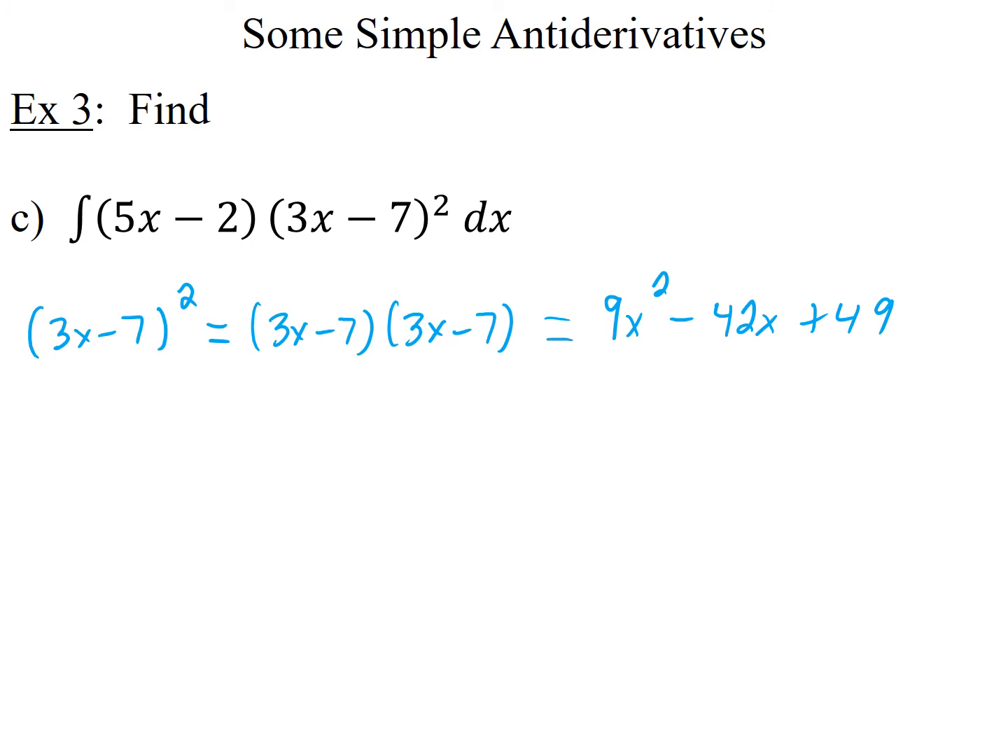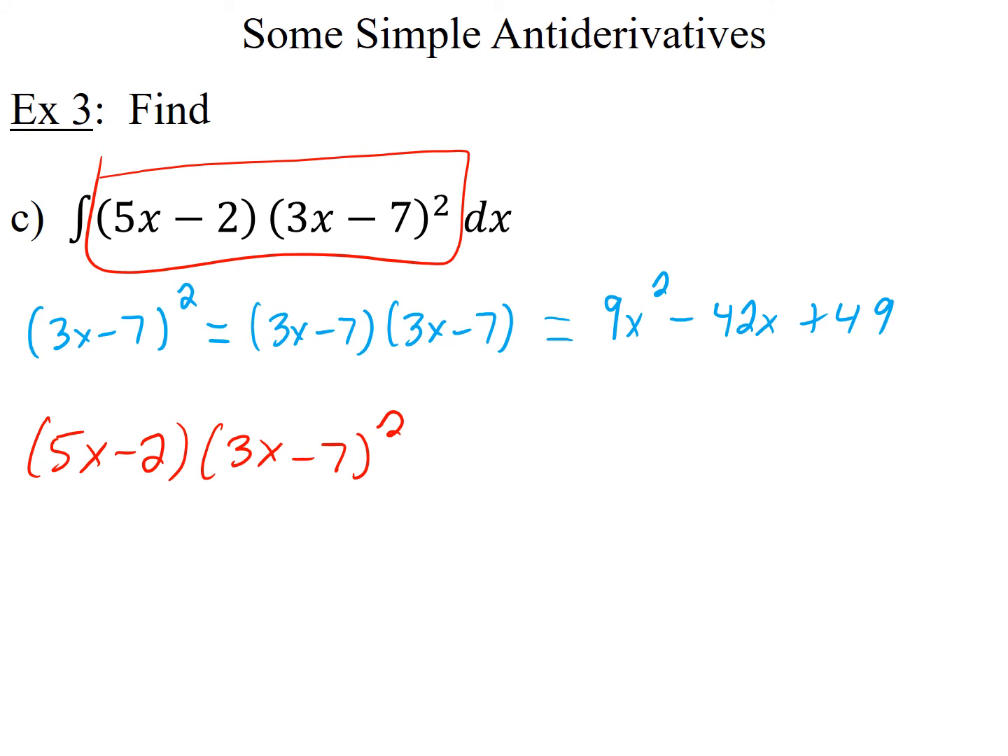Next thing, we want to multiply that by 5x minus 2. So 5x minus 2, here's the original function that we're finding the antiderivative of. I'm not finding any antiderivatives now. I'm just multiplying it out right now. So I'm going to copy down the 5x minus 2. And then 3x minus 7, we just found out the answer is that. And I guess we have no choice here. We're going to have to FOIL it out.